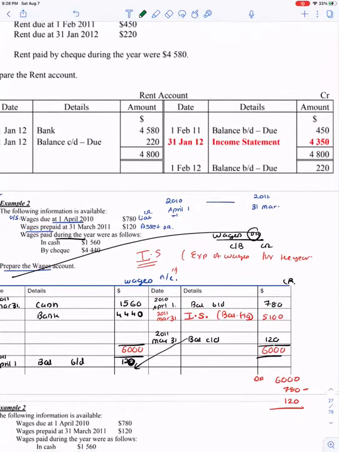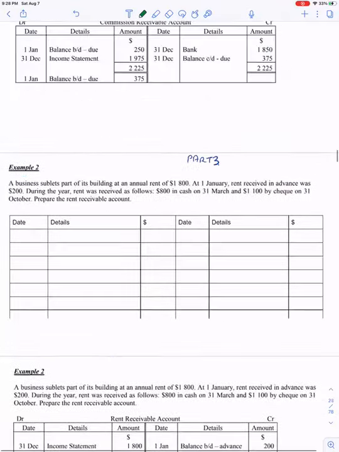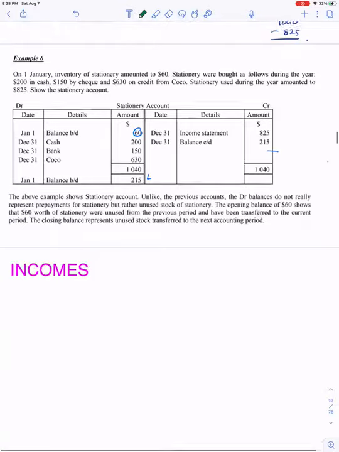Next class, we would discuss about income account, the format of income account, and we will do sums related to the income account.